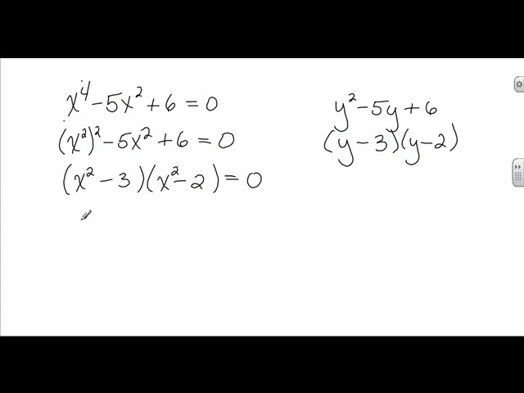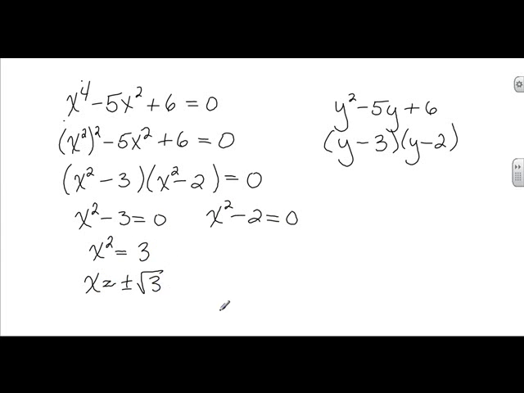Setting each of those factors equal to 0 gives us two pretty simple quadratic equations that in both cases we can actually solve using the square root principle. So isolating the x squared, then taking a square root of both sides, we get plus or minus square root of 3 for the first equation. Same steps for the second equation, and you get x is equal to plus or minus square root of 2.